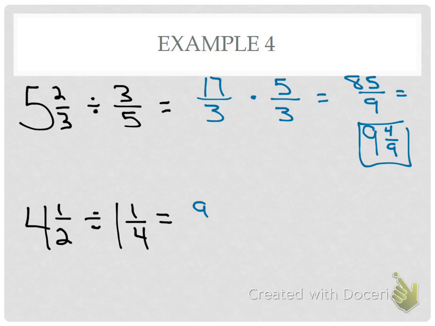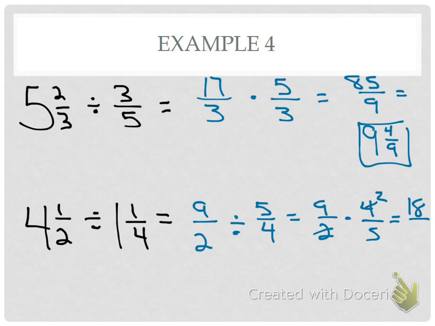Now, on the second one, change to improper fractions. Then flip it. 9 over 2 times 4 over 5, cross-reduce, and you get 18 over 5, but that's not your final answer. You need to change it back to proper form, 3 3/5. All right, and if you understand that, that's everything you need to know for 5.4.